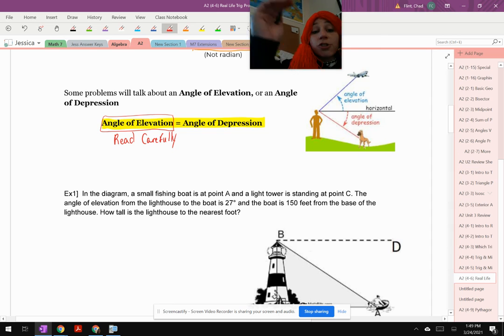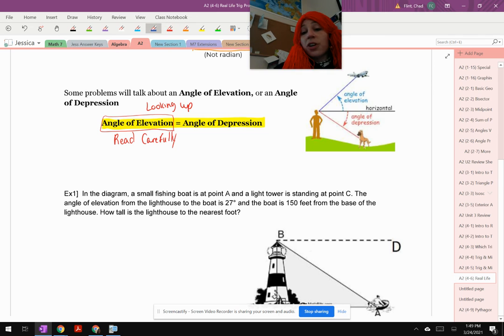Angle of elevation is going to be like looking up. Hence my picture here. If I'm this person and I'm looking straight out horizontal, like on the horizon, elevation would be going up. So the angle of elevation, like it's shown in my picture, is the angle of me looking up. If I were to look at that plane flying, me looking up, I'm creating an angle of elevation.